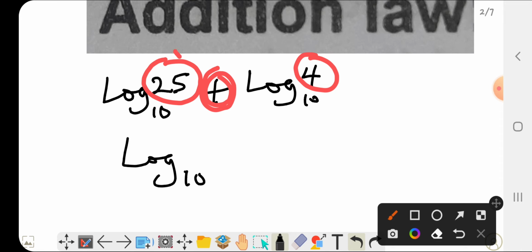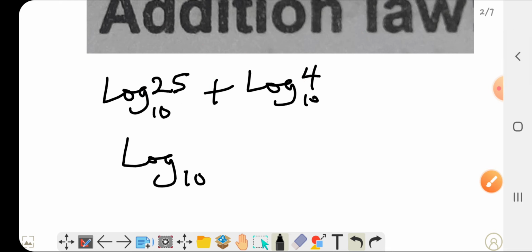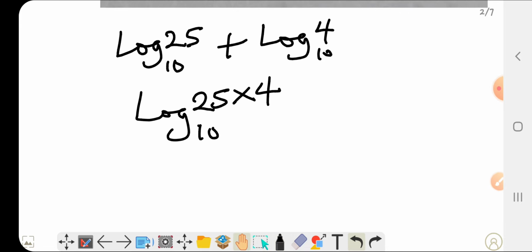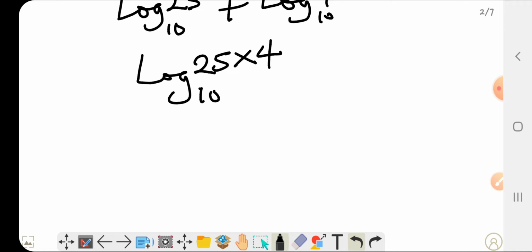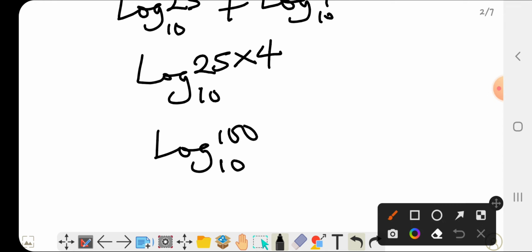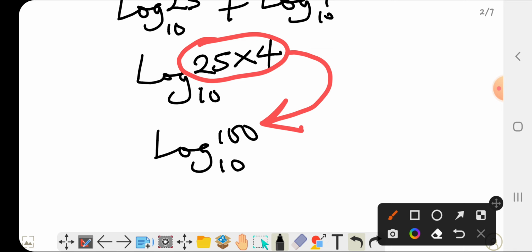So we have 25 and we have 4, and we're going to multiply them because we have an addition sign here. So you write out 25 times 4, which is 100. We now have log 100 to the base 10, because 25 times 4 gives you 100 after multiplying.